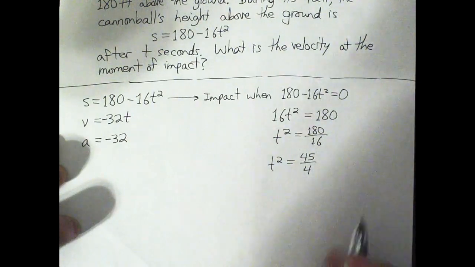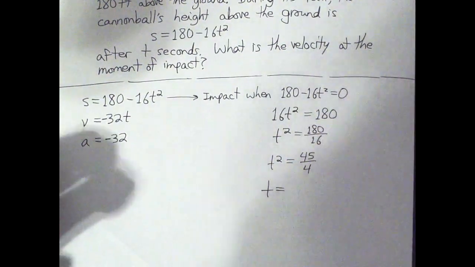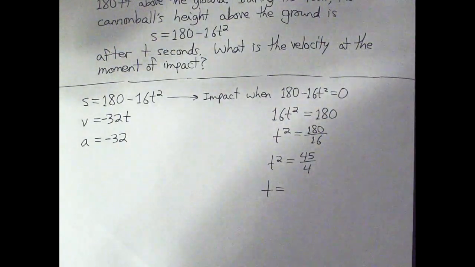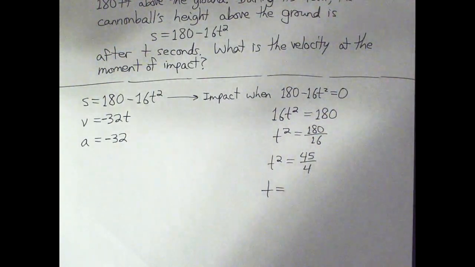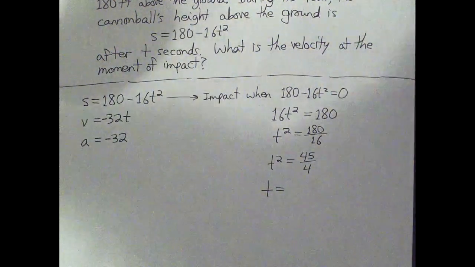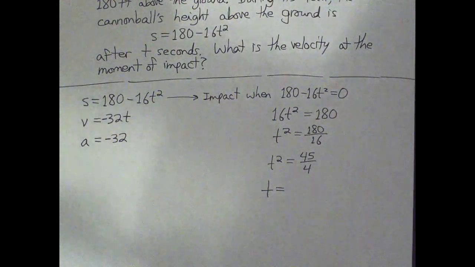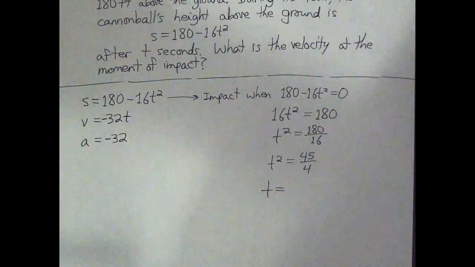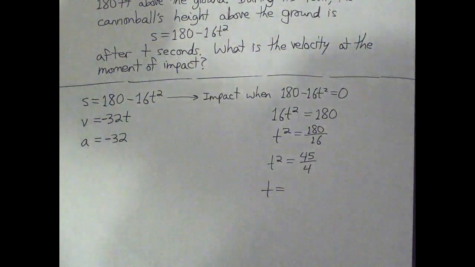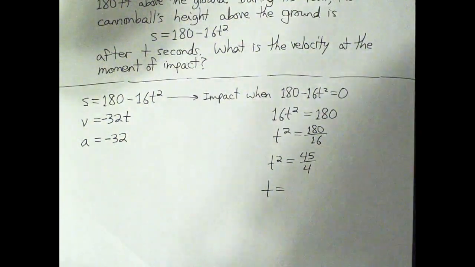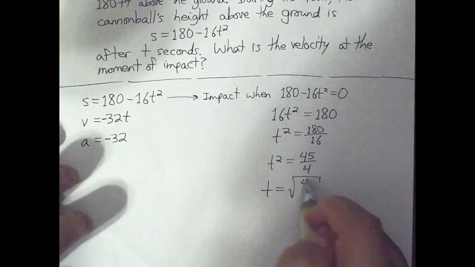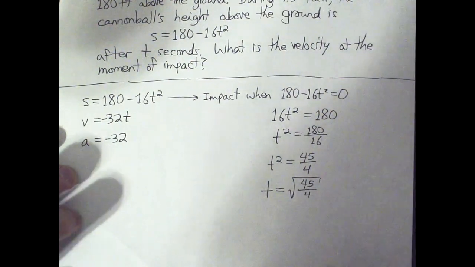Can we get t from this? When we take the square root of both sides, we would usually do a plus or minus symbol, right? But because this is a real-life word problem and it actually means something, I don't think that a negative value of t is what we're looking for. So I'm not going to write the plus or minus symbol. I'm just going to say positive square root of 45 over 4.